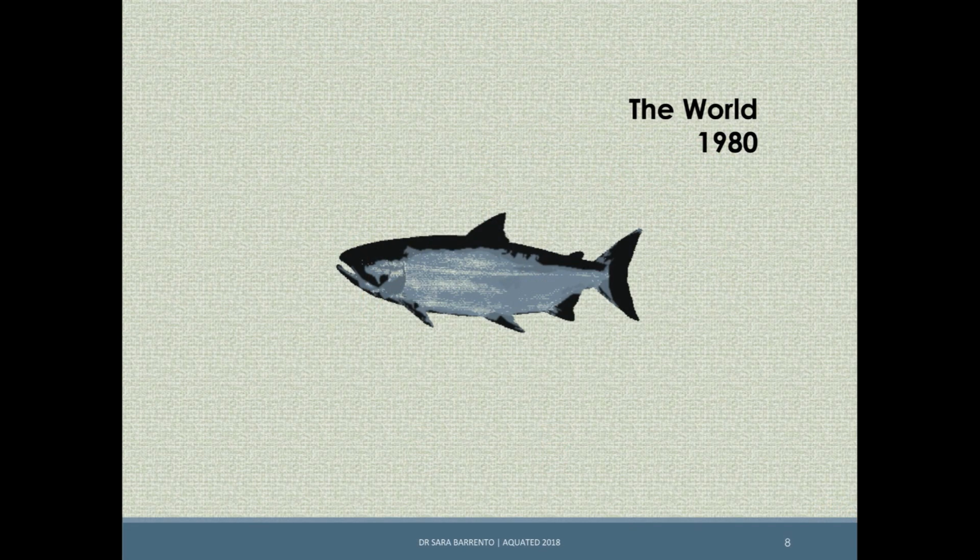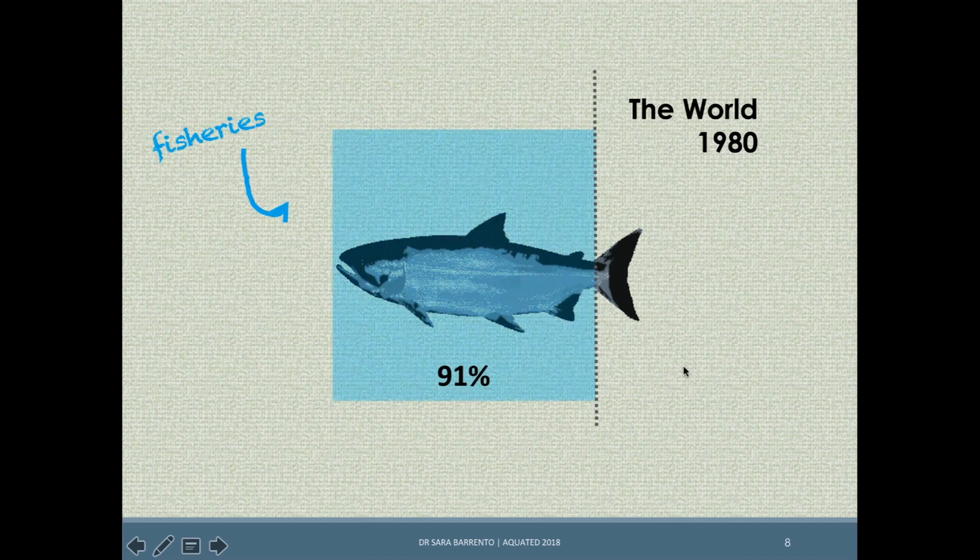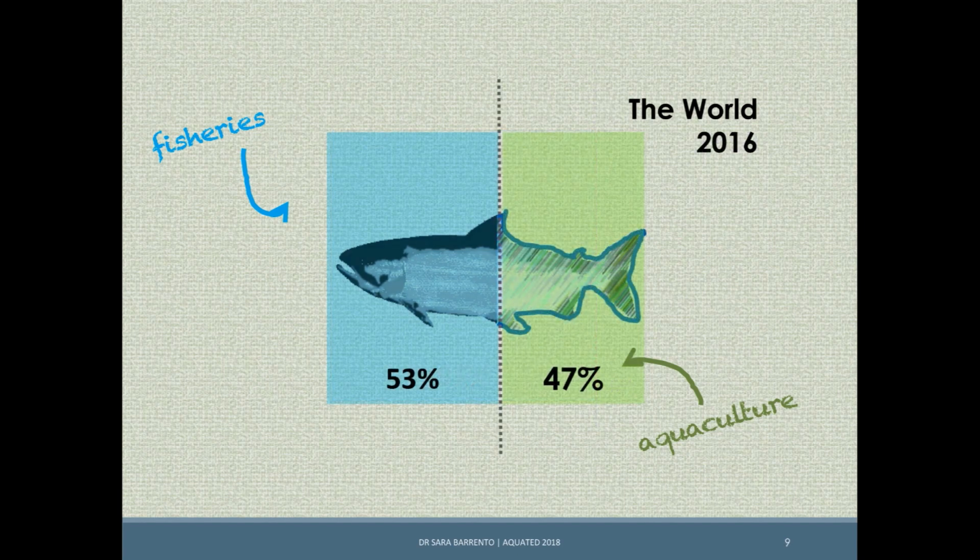And if you think of this as the total production of seafood in 1980, 91% was coming from fisheries. 91% of the total world production was fisheries, and only 9% was coming from aquaculture. And what you have now in 2016 is almost half of it. So 50% coming from fisheries, 47% coming from aquaculture. Now, this is data from FAO 2018, and this is the most up-to-date data that we have for the world production.